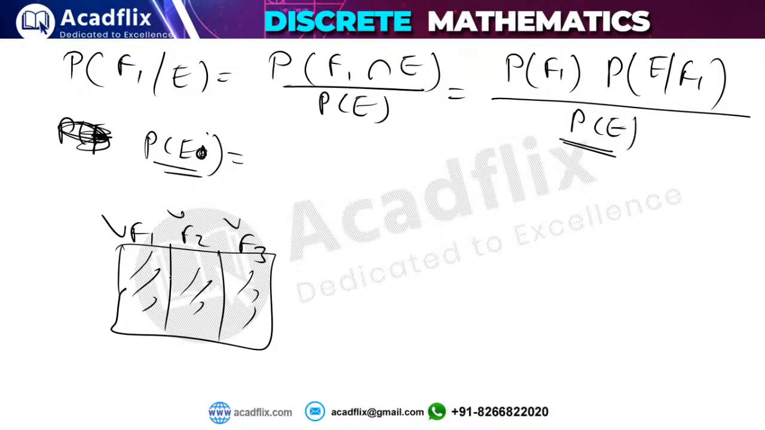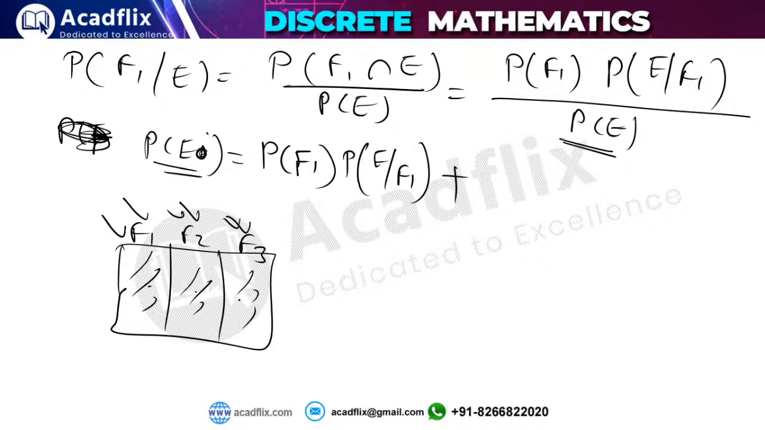Now what is the probability of E? The probability of E means either E can occur here, or E can occur here, or E can occur here. That means probability of F1 multiplied by probability of E given F1, plus the same for the others. F1, F2, F3 are all disjoint, so if this is occurring, then this cannot occur.